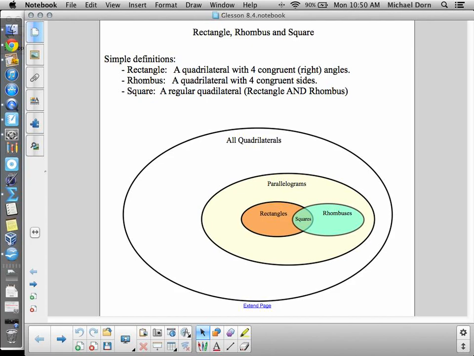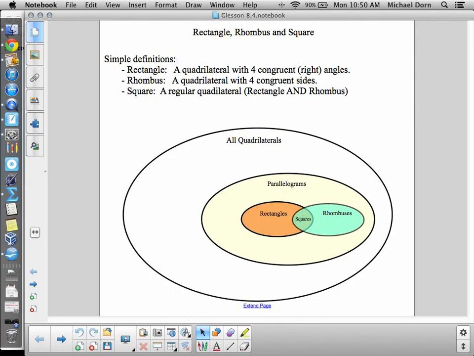We have some parallelograms that are equiangular, which means all four angles are the same, which means all four angles are right angles. Those are rectangles. We have some parallelograms that are equilateral. Again, lateral meaning sides, all four sides are the same. Those are rhombuses. And we have some that are both equilateral and equiangular. That's where these two overlap, and those are our squares.